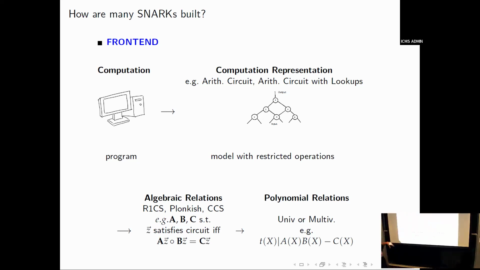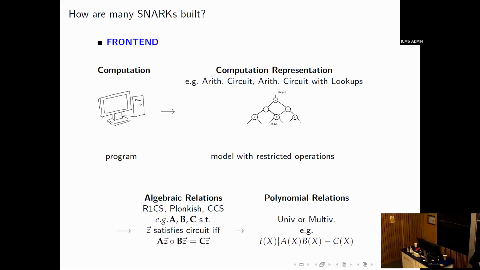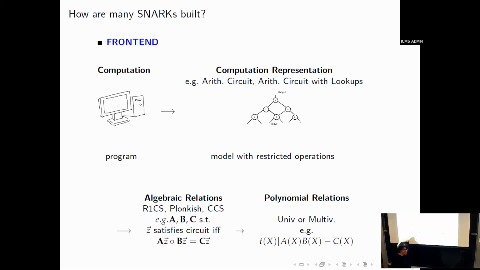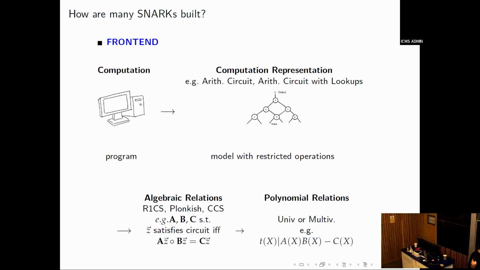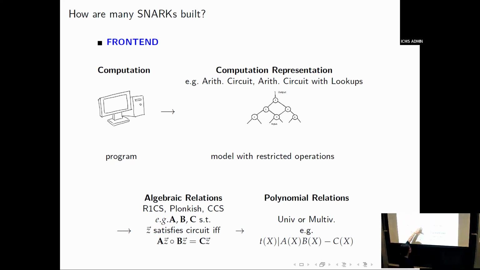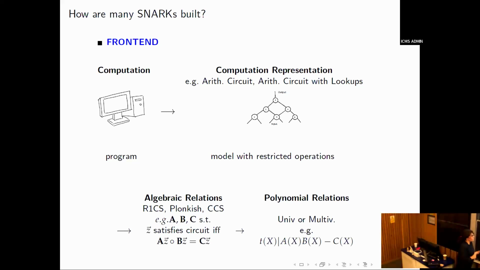When we want to do a SNARK, first we get a computation, and we actually need to transform it into something that is amenable for creating zero knowledge proofs. Which means that usually we transform whatever our program is into a model with some restricted operations. The typical model is the arithmetic circuit, but you can have more expressive models, like an arithmetic circuit with lookups, or you can give it additional powers.